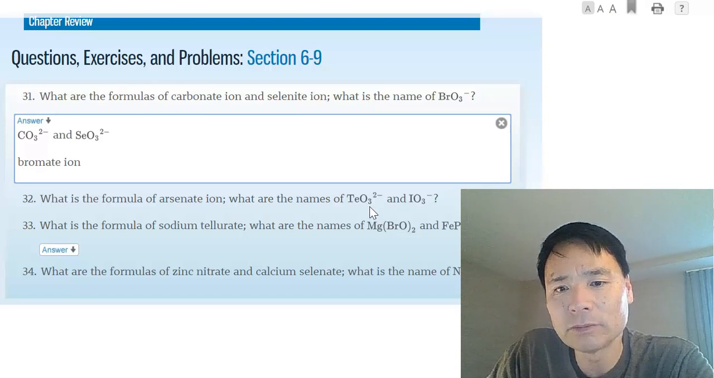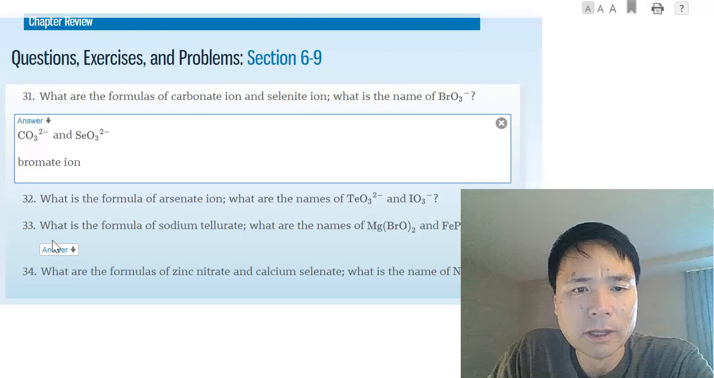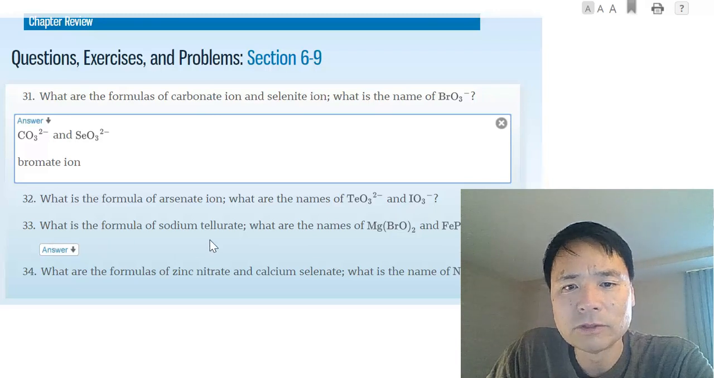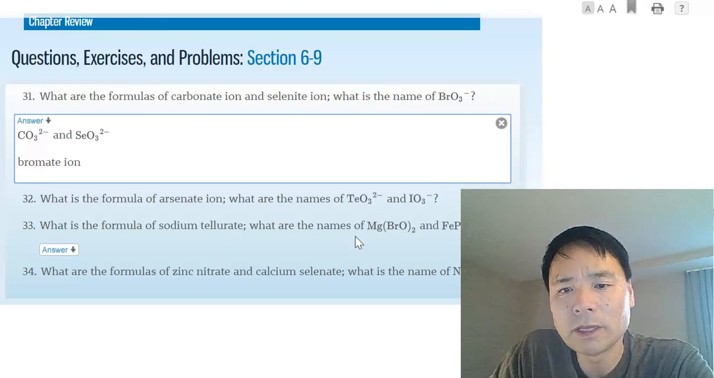What are the names of TeO3 2 minus? Well, tellurium, Te, is in the 4 oxygen block, so TeO4 2 minus would be tellurate, so this must be tellurite. And then IO3 minus, that's in the 3 oxygen block, and so that would be iodate. So tellurite and iodate. What is the formula of sodium tellurate? Well, tellurate is TeO4 2 minus, so sodium is a +1, so we need 2 sodiums, Na2, and then 1 tellurate, TeO4. So Na2TeO4.